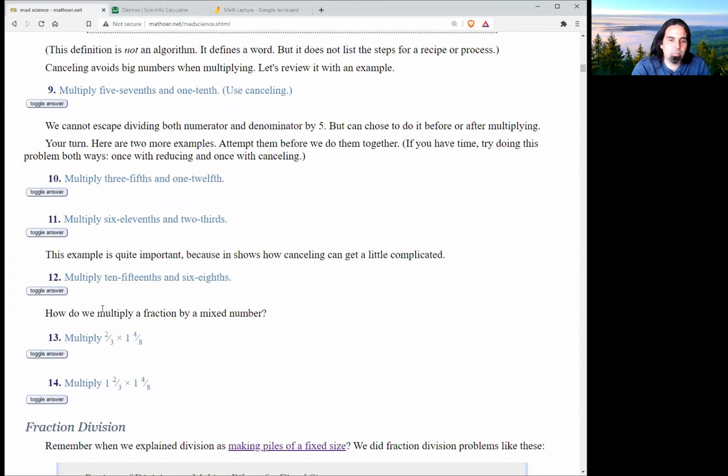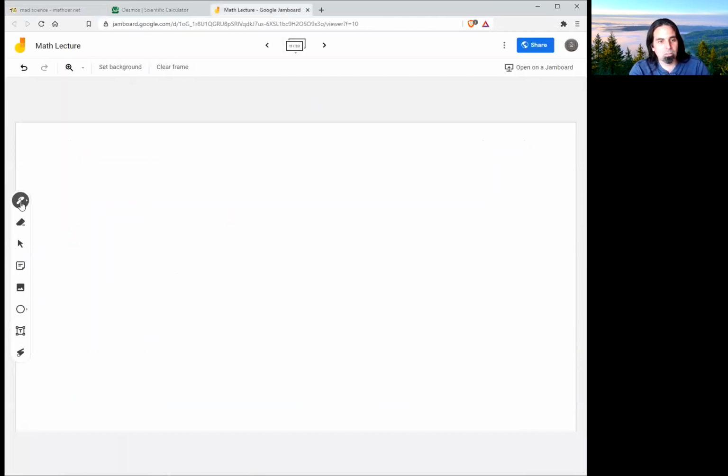Okay, how about a fraction times a mixed number? 2/3, 1 4/8.